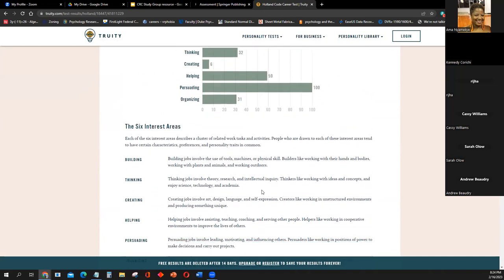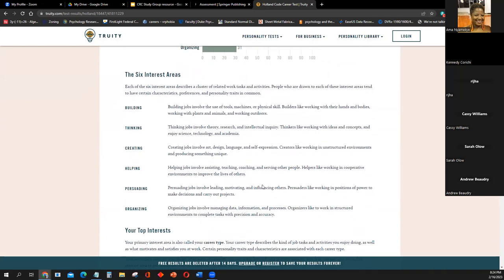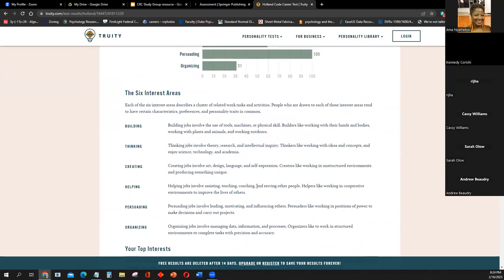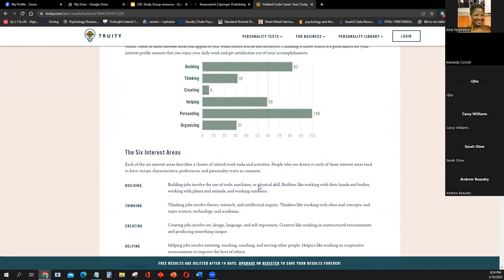So that's the Strong themes. They're doing the keyword associated. Persuading is associated with enterprising. Organizing is associated with conventional. Thinking is associated with investigative. Yeah, basically.